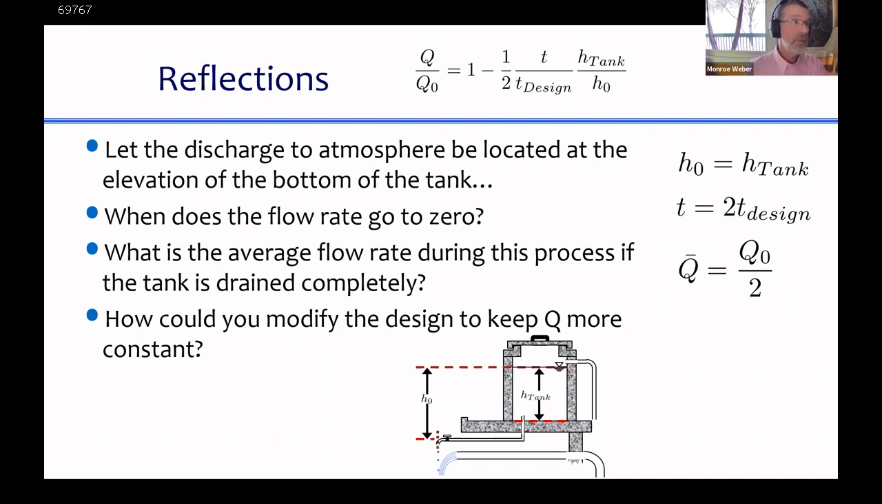But now the question is, we're trying to get this to work and to be much better. How could you modify the design to make it so that the Q is more constant? So take a look at that equation, or maybe your intuition will kick in. What could you do to change something so that the flow rate Q is always equal to Q0, or close to being equal to Q0?